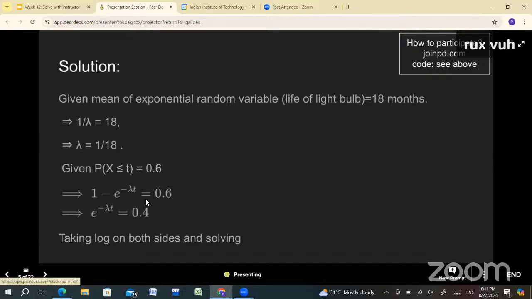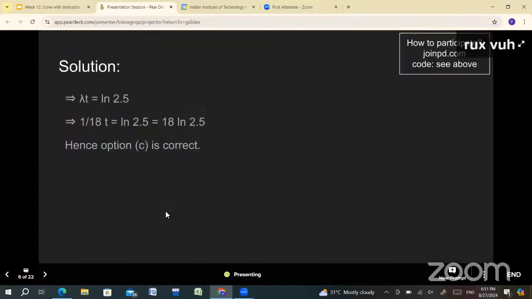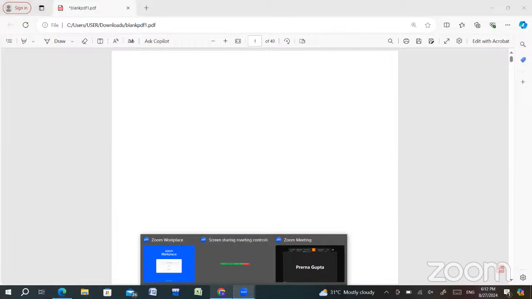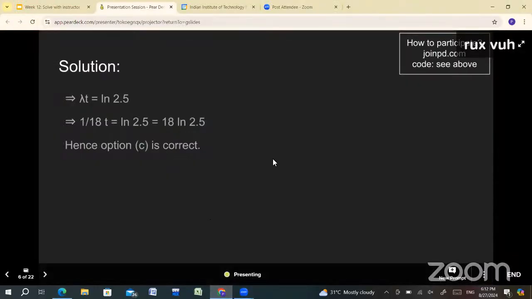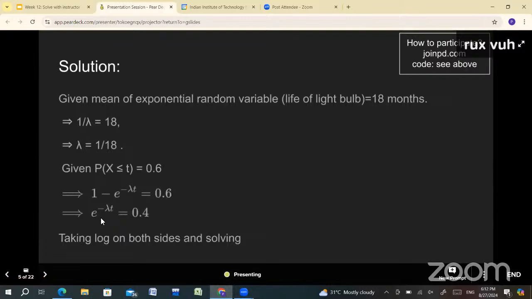If you solve this, you will get the value of t as 18 into log 2.5. Okay, let me solve this also. It is clear till here, right? That e to the power minus lambda t is 0.4. So e to the power minus lambda t is given as 0.4.